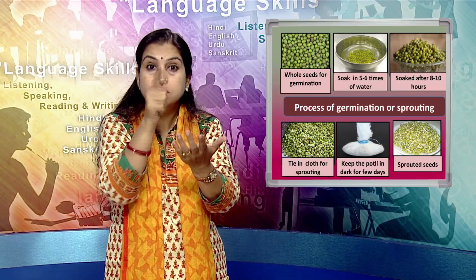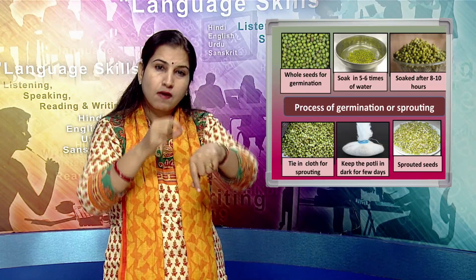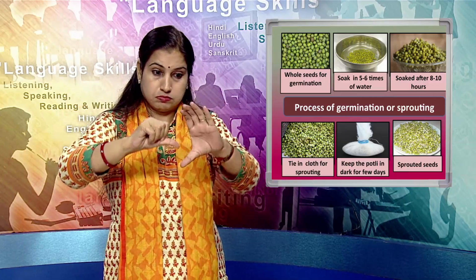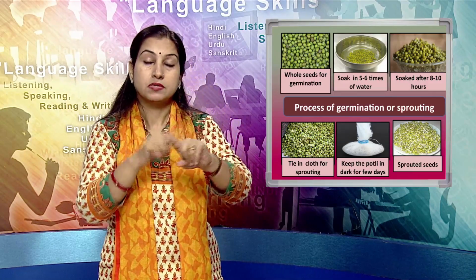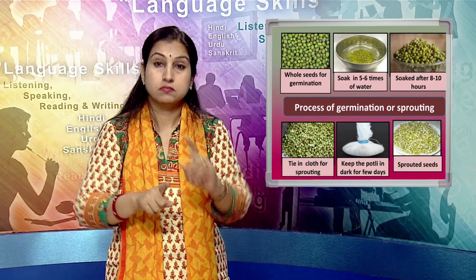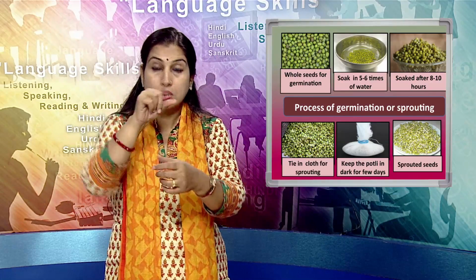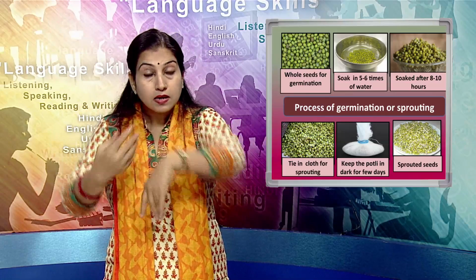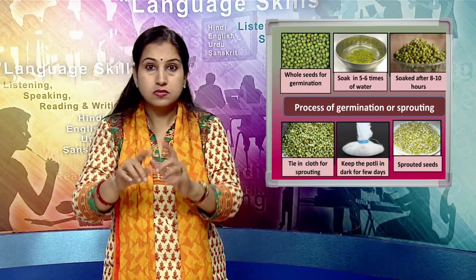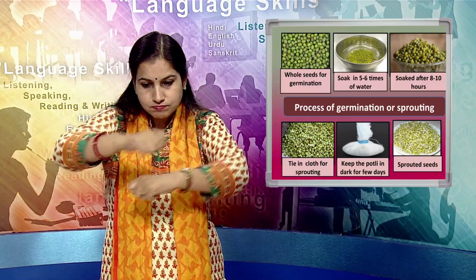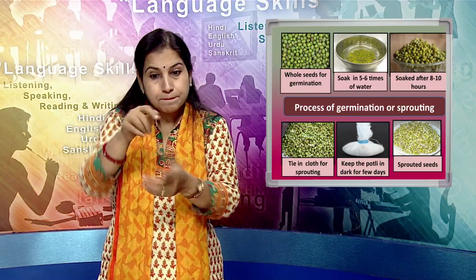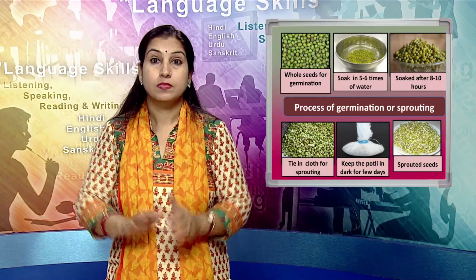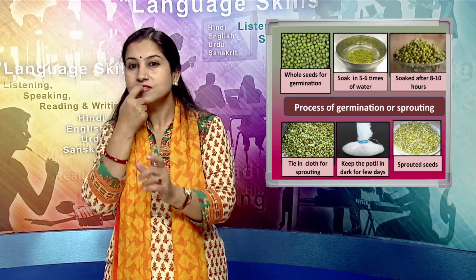You have to soak in 5 to 6 times of water. The water should be more. It is soaked for 8 to 10 hours. Tie in cloth for sprouting. Keep the potli in dark for few days. Sprouted seeds.